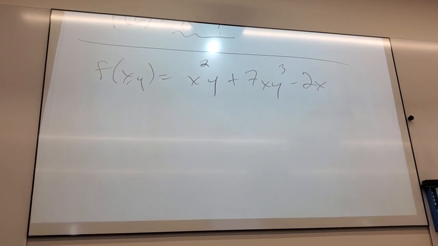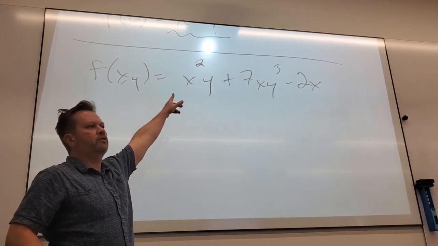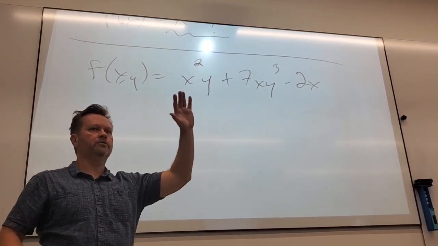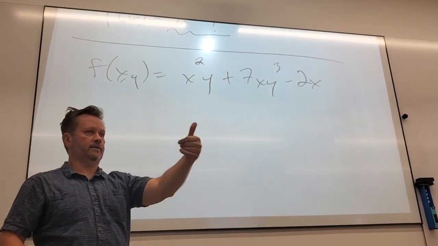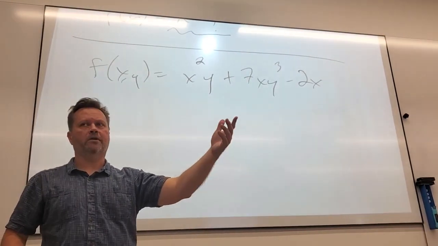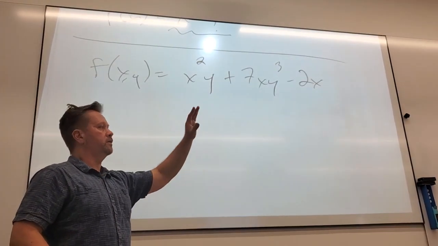Yep. It's got two variables. How many terms are in this thing? 3. Is every variable to a whole number power? Yes. So is it a polynomial? Yes, good. Are we going to work with multivariable polynomials a lot? No. But I want to make a point.